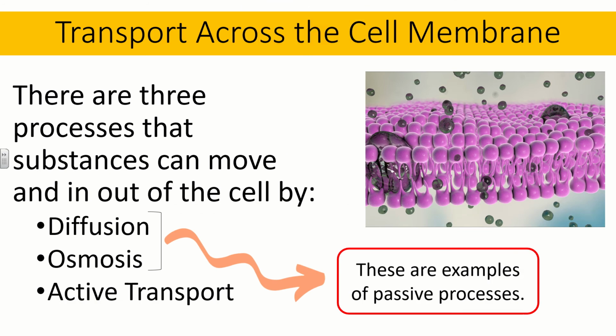There are 3 processes that we're going to focus on this week that allow substances to move in and out of the cell. The first 2, diffusion and osmosis, are passive processes. This means that they do not require any energy to take place, whereas active transport does.